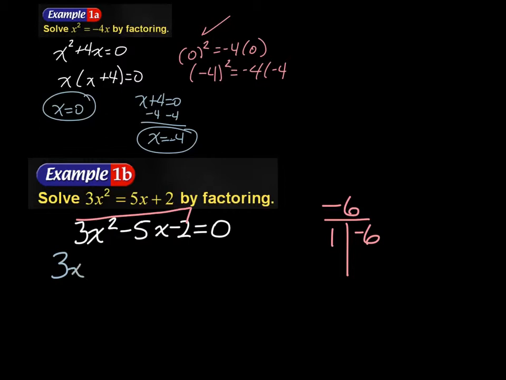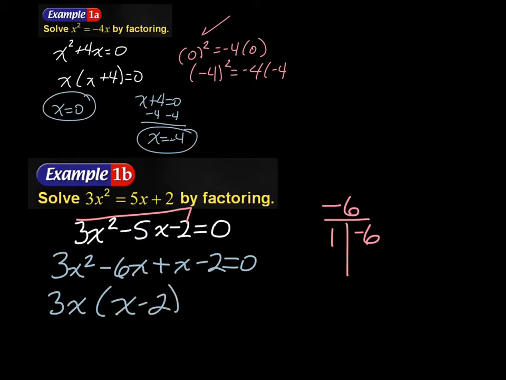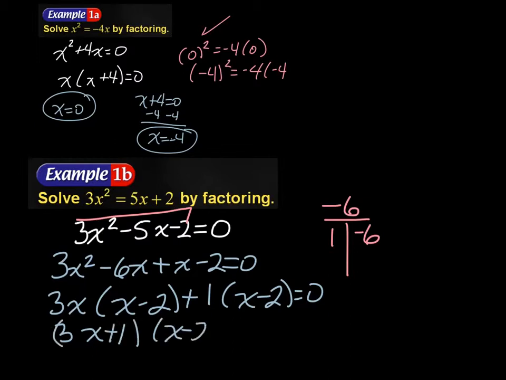So we have 3x squared minus 6x plus 1x minus 2 equals 0. And notice negative 5 is the same as negative 6 plus 1. The greatest common factor for the first two terms is 3x. So I have x minus 2. And I'm just going to take out a 1 there, and I have x minus 2 again. So my two factors are 3x plus 1 and x minus 2.